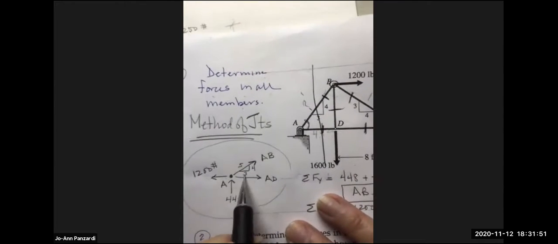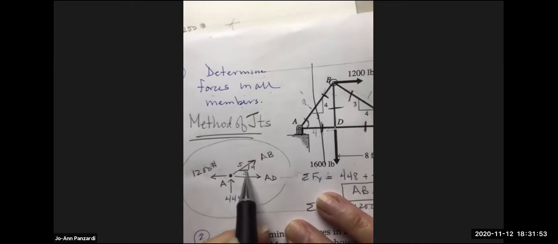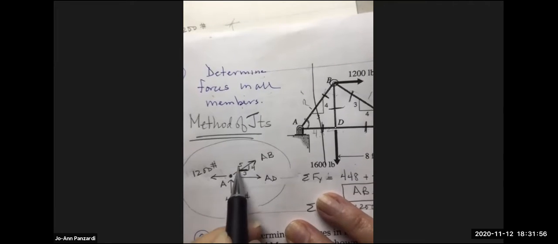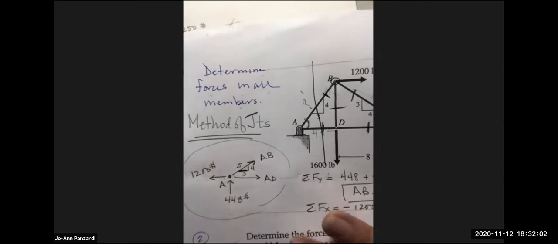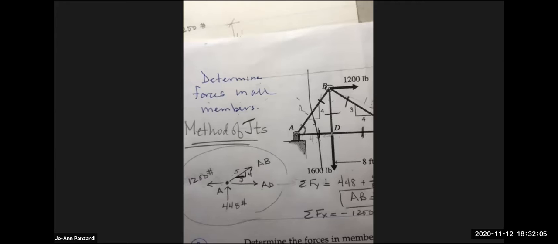So you're using ratios all the time. So take a look at this, you guys. You've got to remind yourself: 3, 4, 5. If I want the X component, I've got to use the 3 over the 5. If I want the Y component, I'm using the 4 over the 5. You knew that already, but you're going to be doing it so much now. Okay, so now, Angel, what joint do you want to do now? I'm thinking joint C.